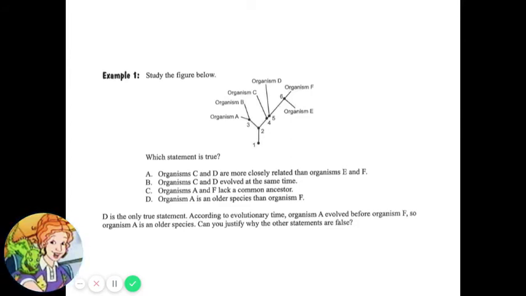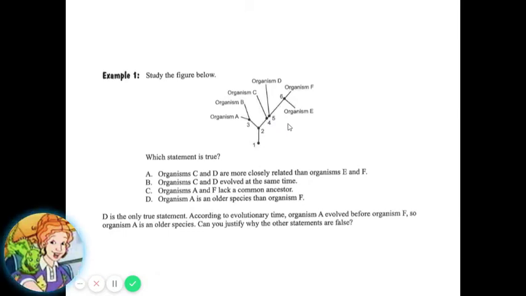So it says, study the figure below. Which statement is true? We have A, organisms C and D are more closely related than organisms E and F. Okay, so here's E and F, here's C and D. We have B, organisms C and D evolved at the same time. Okay, and they're very, very close, but notice they're not sharing that dot. Okay, so that's not going to be true, and that eliminates A and B.